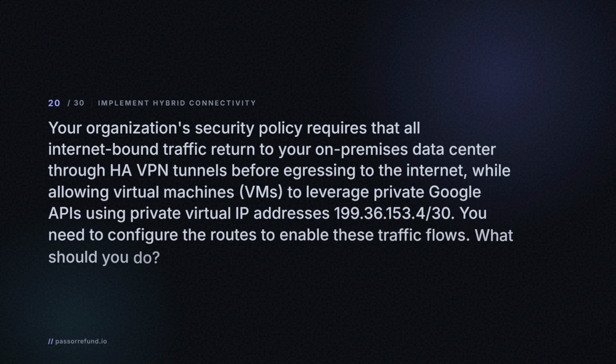Here's a good one. So, your organization's security policy requires that all internet-bound traffic goes back to your on-premises data center through HA VPN tunnels before heading out to the internet. But it also lets virtual machines, VMs, use private Google APIs with private virtual IP addresses 199.36.153.4/30. You need to set up the routes to make all these traffic flows work. What should you do?